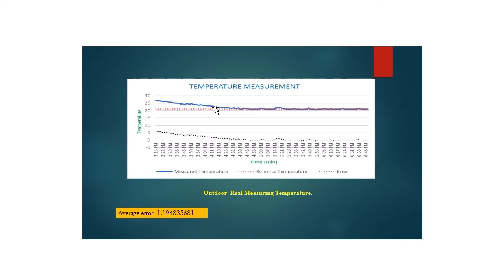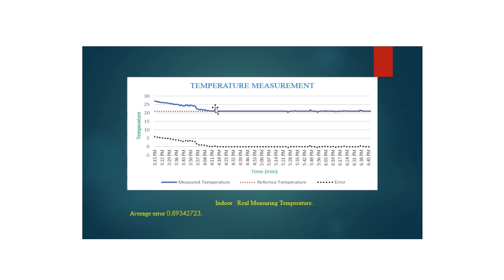Here is the temperature measurement outdoors. It also takes more time to reach stability because of the disturbance outdoors. The average error is 1.19. Here is the temperature measurement indoors, where the average error is 0.9. The time to reach stability is more or less the same as outdoors.